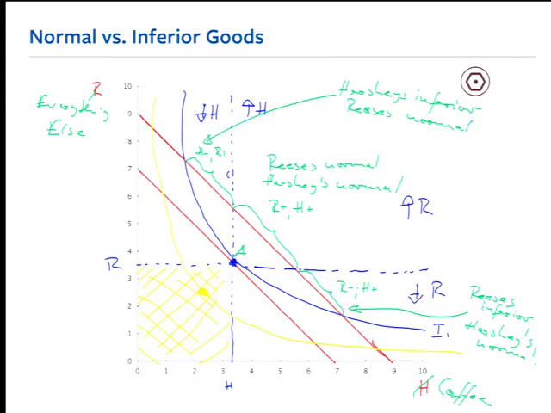So the takeaway lesson here is both goods could be normal. Reese's could be inferior, or Reese's could be normal. Hershey's inferior, or Reese's inferior and Hershey's normal. But not both goods can be inferior, ever. So not all goods in your consumption bundle can be inferior. At least one good has to be normal.